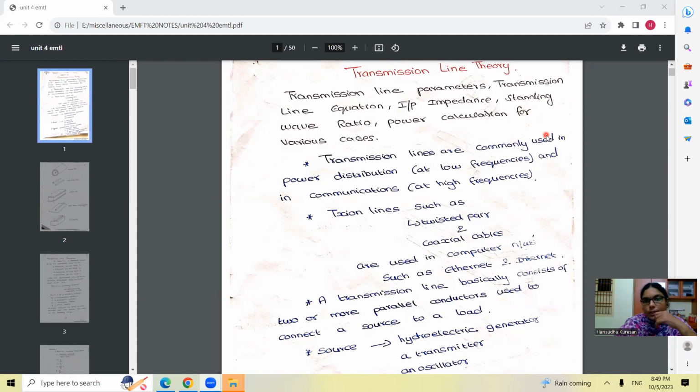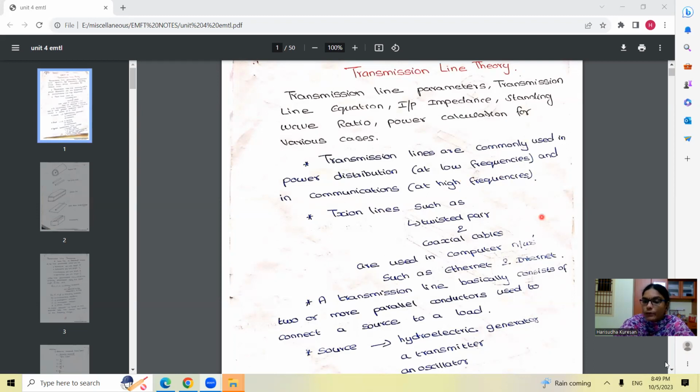Hello students, in today's class we are going to see about transmission line theory. First, we are going to see what the transmission line parameters are in the transmission line equation. Generally, transmission lines are used at low frequency as well as high frequency. For power distribution, you use low frequencies, and for communication purposes, we use high frequencies. So transmission lines can be commonly used in both.